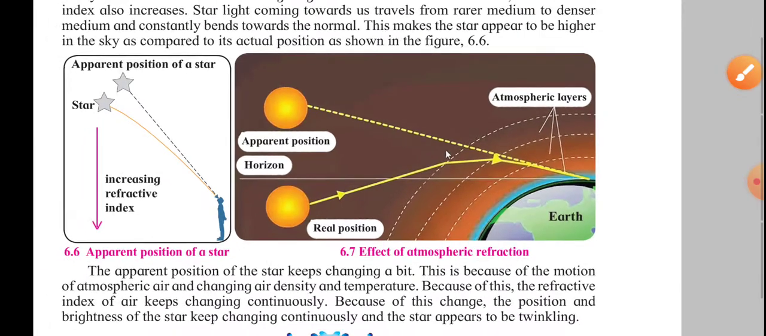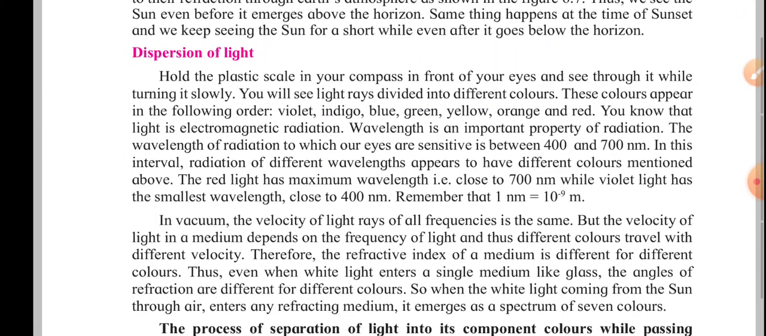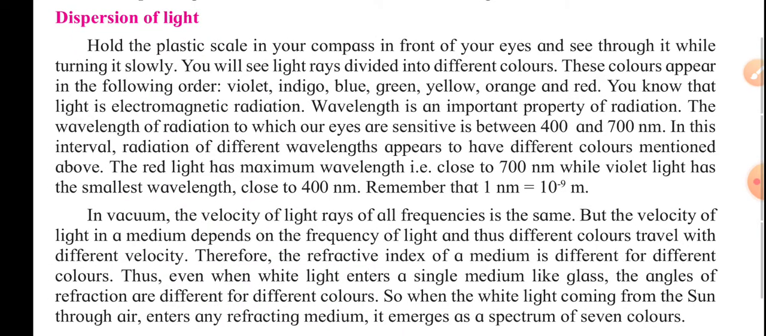So this is about the apparent position of the stars, sunrise and sunset. The next thing we have to study is the dispersion of light, another important phenomenon of light. Dispersion of light is the process of separation of light into its component colors while passing through a medium.